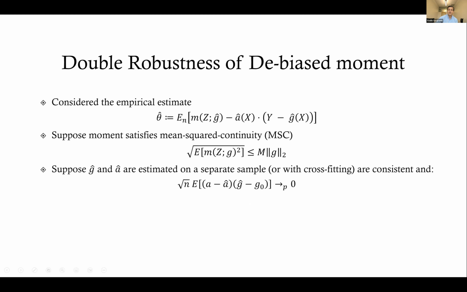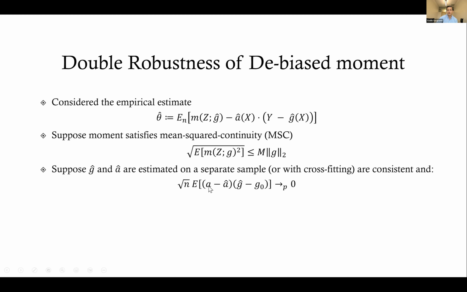Then if the moment satisfies a regularity condition known as mean squared continuity, a slightly stronger version than continuity, because you need the second moment of M to be Lipschitz with respect to the L2 norm of G. And moreover, suppose that G hat and A hat are estimated accurately enough on a separate sample or with cross-fitting, at a rate where only the product of these two errors needs to go down as 1/√n.